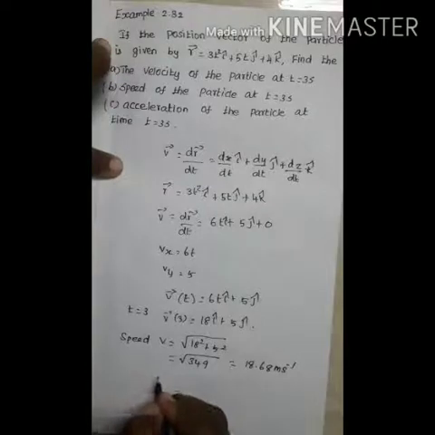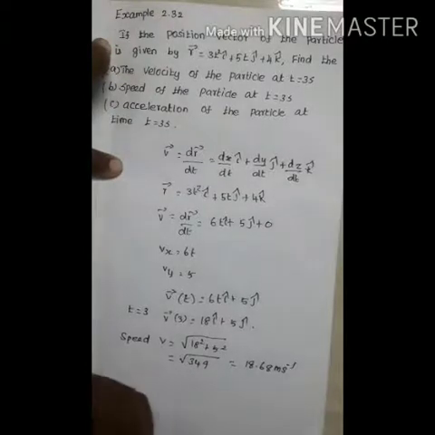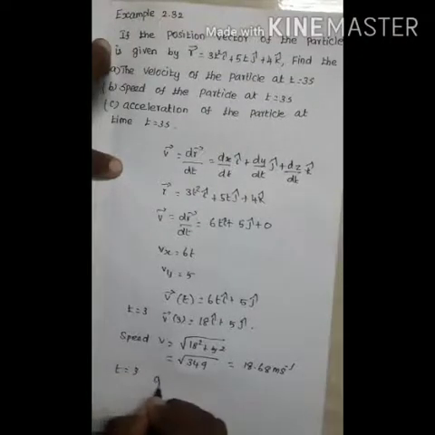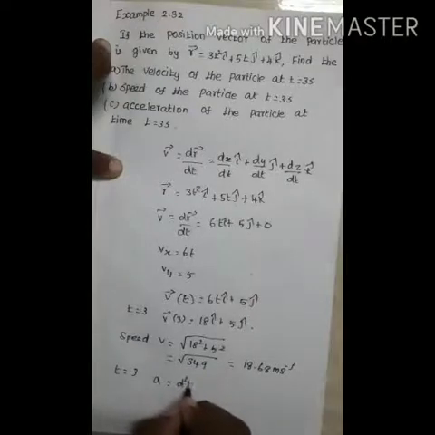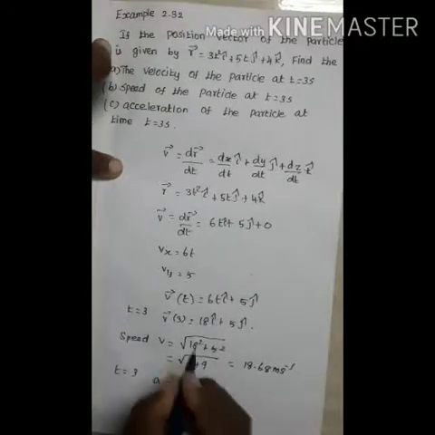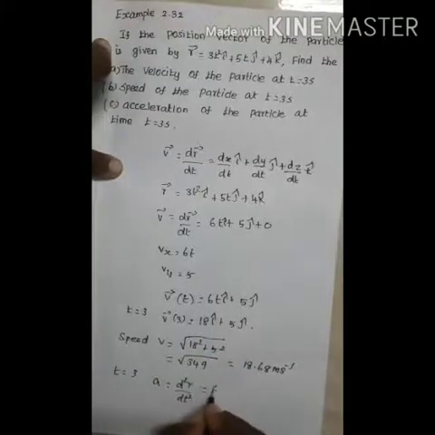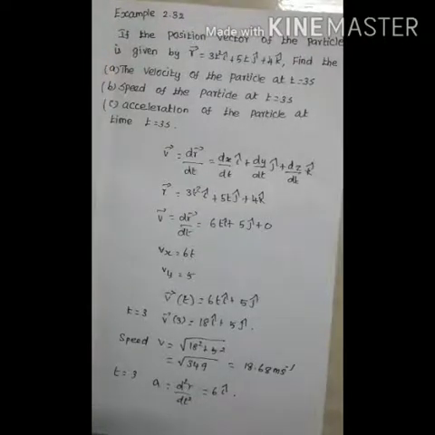Next, we find the value of the acceleration of the particle at time t is equal to 3 seconds. What is the acceleration value? a is equal to d square r by dt square. Therefore, this value is 6 i cap. The acceleration has only the x component. Note the acceleration is independent of t, which means acceleration is constant. At t is equal to 3, the same value of acceleration is equal to 6 i cap. The velocity is non-uniform, but the acceleration is uniform.